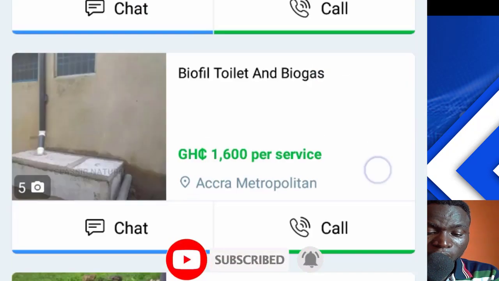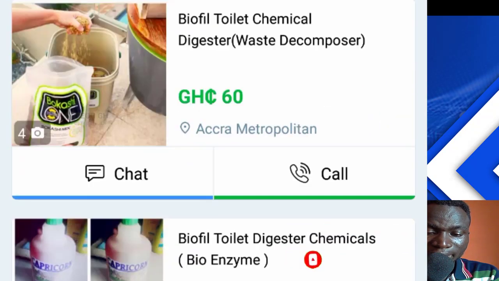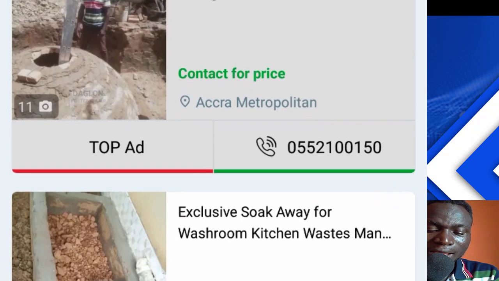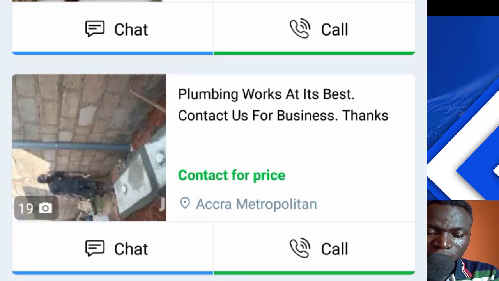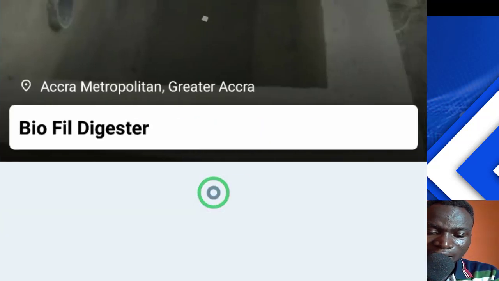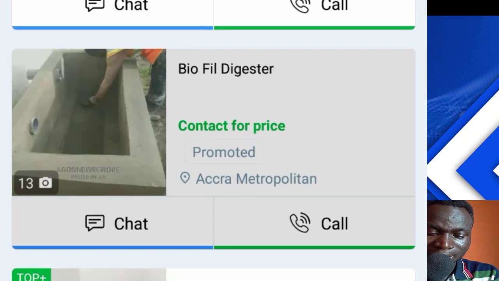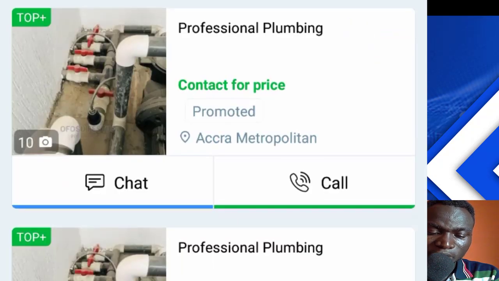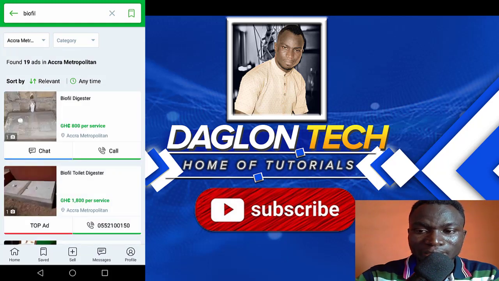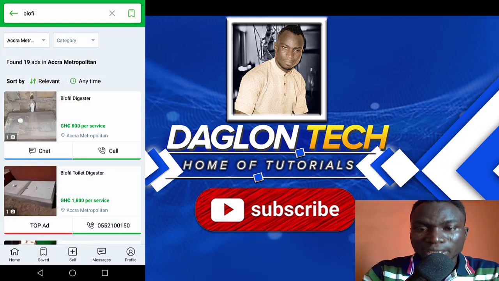And then you can go on and on. There are others that have promoted their ads, but their ads are far down the search result. Look at this person here. The ad is far below, but he has promoted the ad. Another person promoted. These people have promoted, but I have not promoted, yet I'm at the second position. This tells you that what I'm about to teach you is working.